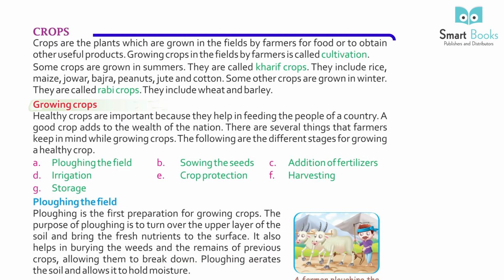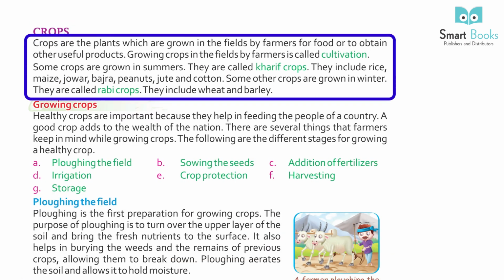Crops. Crops are the plants which are grown in the fields by farmers for food or to obtain other useful products. Growing crops in the field by farmers is called cultivation. Some crops are grown in summers. They are called kharif crops. They include rice, maize, jowar, bajra, peanuts, jute and cotton.